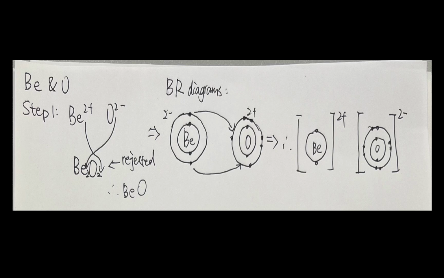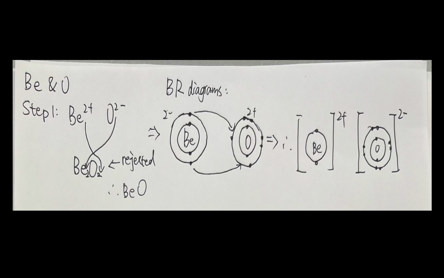And step 2 is to draw the Bohr-Rutherford diagrams, which the teacher requires us to use. The outer shell of beryllium has 2 electrons, and oxygen has 6, so it needs to gain 2, while beryllium needs to lose 2. So by adding the 2 extra electrons from beryllium onto oxygen, we can get a full outer shell. And that's steps 2 and 3.